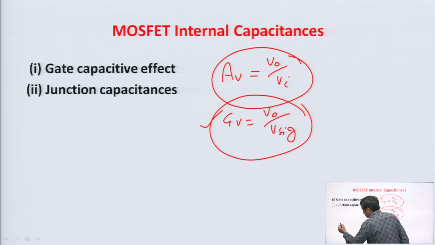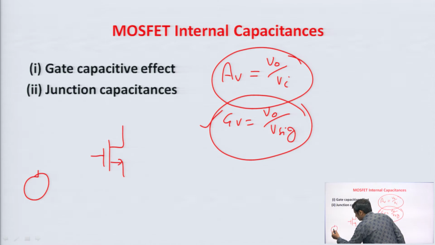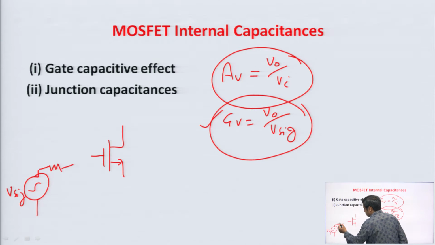Now, you can see the circuit here. This is your MOSFET, the signal that is to be amplified is your Vsig, and the internal resistance of this signal source is Rsig. We give this signal to the gate of the MOSFET through a capacitor called the coupling capacitor, because it couples the input signal to the gate of the MOSFET.